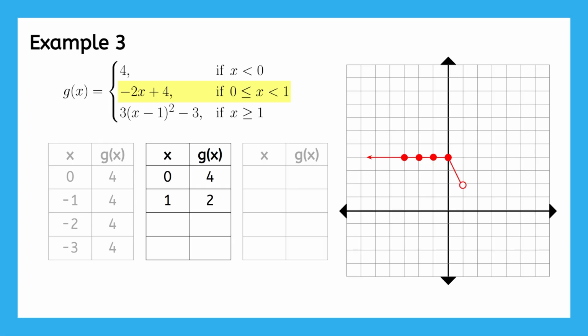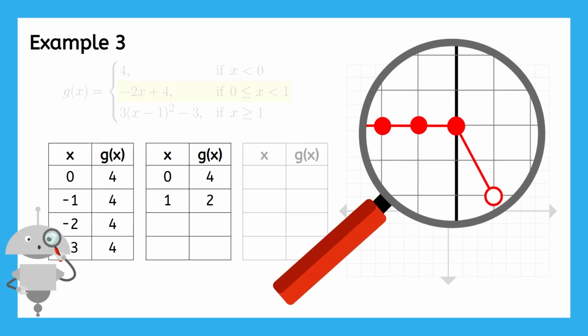Now, something interesting has happened here, and you might be wondering how to deal with it. In this function, and in many other piecewise functions, there's an overlap. In the first piece, we start at the coordinate point (0, 4) with an open circle. And in the second piece, we also start at the coordinate point (0, 4), but with a closed circle. There's a lot going on at that point. So what does it mean to have an open and closed circle on the same point? Does the function have a point at (0, 4) or not?